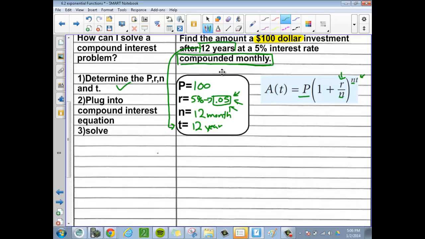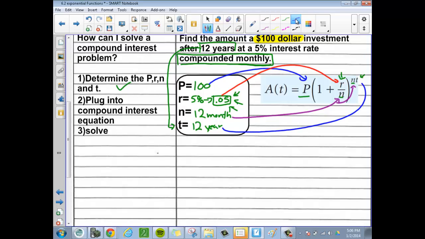Well, let's just do that. We got the 100 that goes in for our P. We got the 0.05 that goes in for our R right here. We have the 12 months that goes in for the N right there and right there. And then finally we have the 12 years. Let's put that in, we'll use this blue, for our T right here.